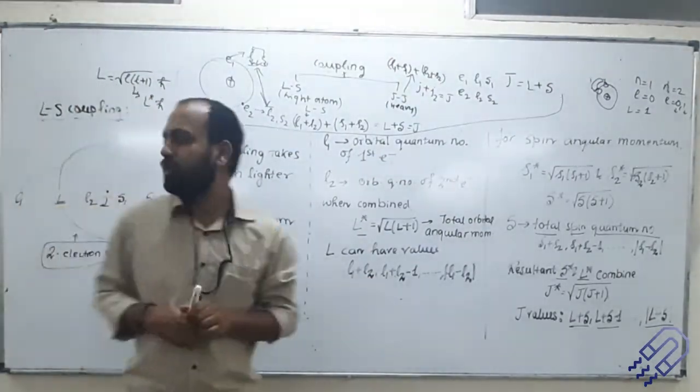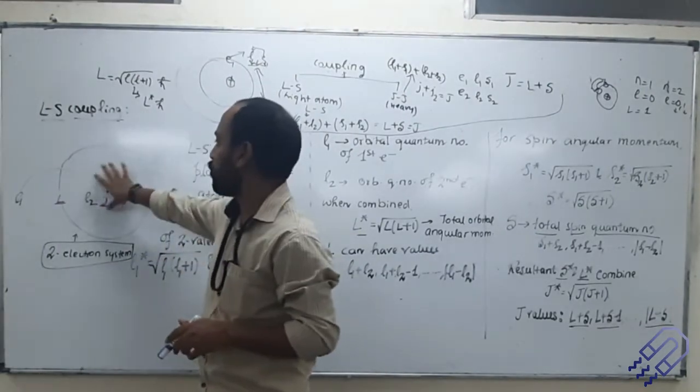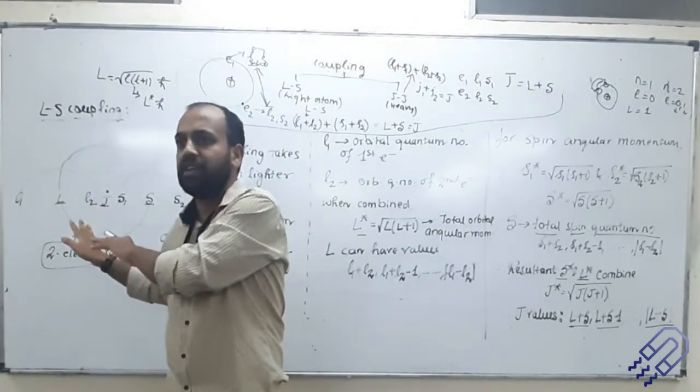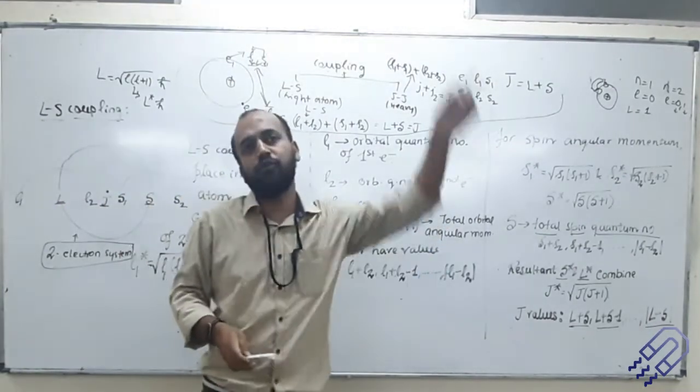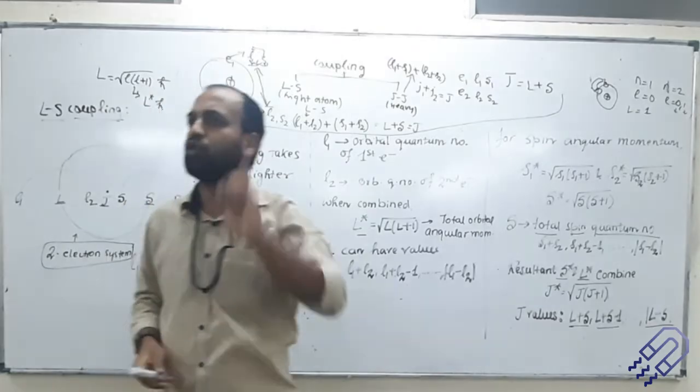So don't get confused. We are taking a 2 electron system because in your syllabus they will keep this much, they will not make it tougher. But beyond that, you can have n number of electrons. You will have L1, L2, L3, L4, many of them, okay? But we are not going to consider that.